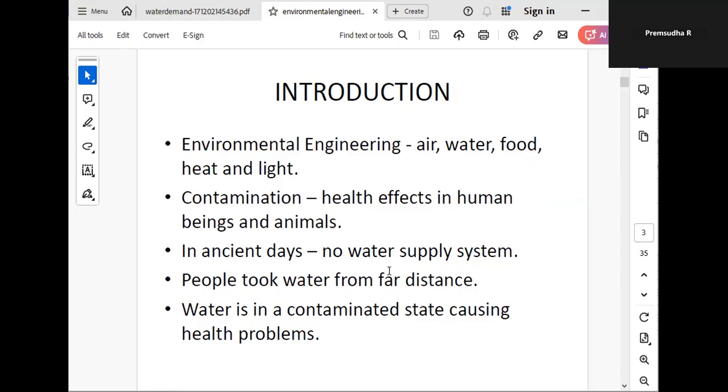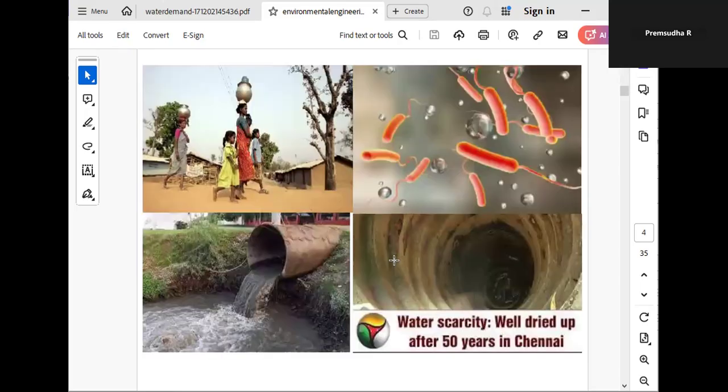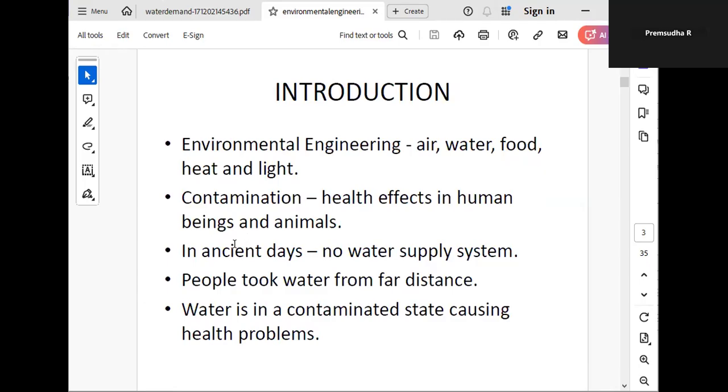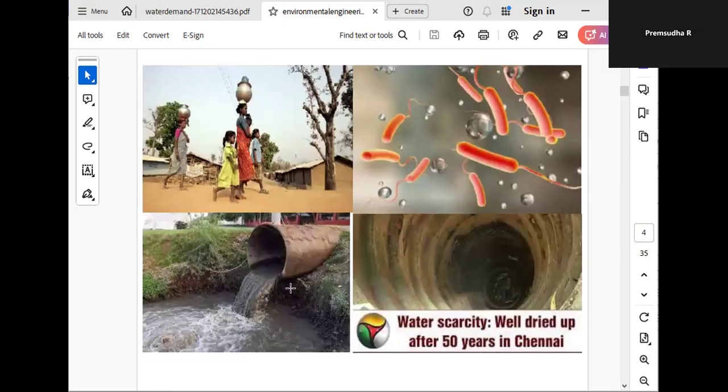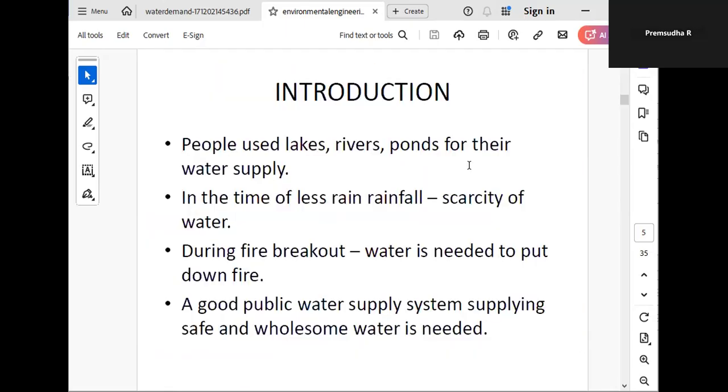Public people would go a long distance to carry the water. You can see in this picture, no water supply system, people took water from far distances. Water was in a contaminated state, causing health problems. Without proper treatment, wherever water was available, they would collect it and use it for drinking and cooking. Contaminated water consists of bacteria and viruses. It causes health effects. People used to collect water from lakes, rivers, and ponds for their water supply.